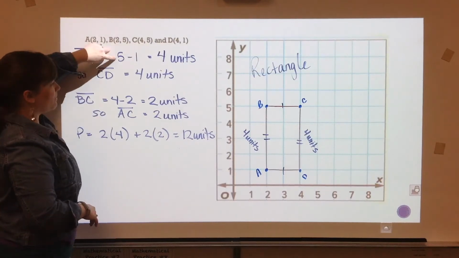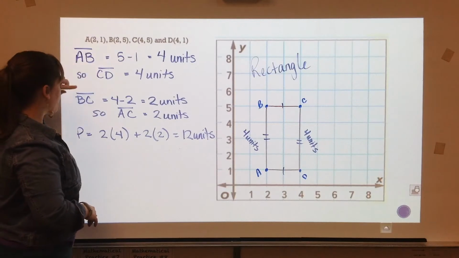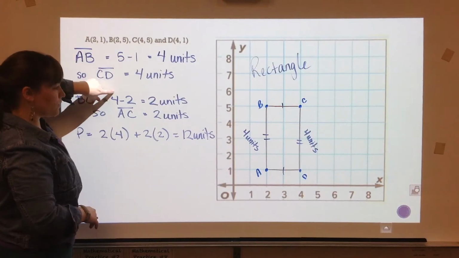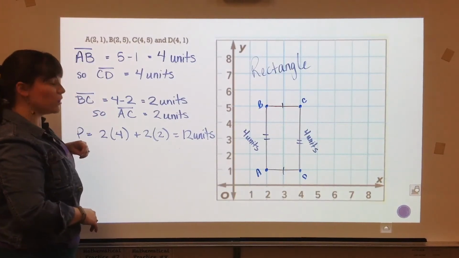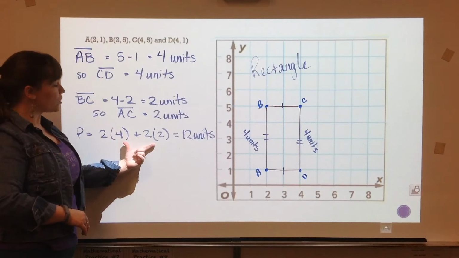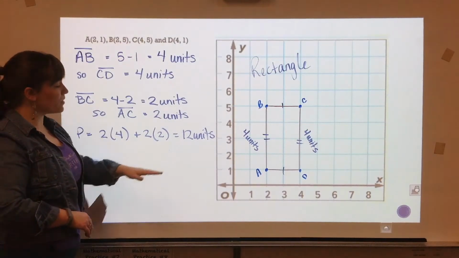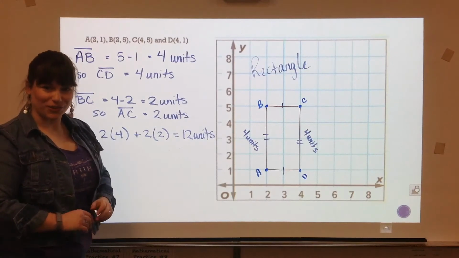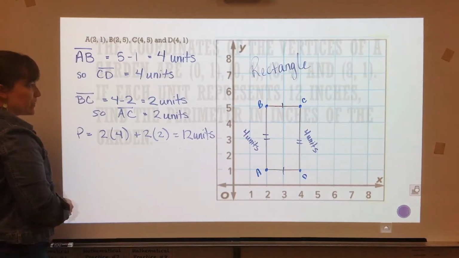AB, I subtracted 5 minus 1, which is the same as CD. Then I did the same subtraction for BC. I'm subtracting 4 and 2 to get 2 units, so AC is also 2 units. Again, I chose to double the 4 and double the 2 when I was finding the perimeter, which equals 12 units. Hopefully that's what you got. We'll do the third one, which is a little bit different.